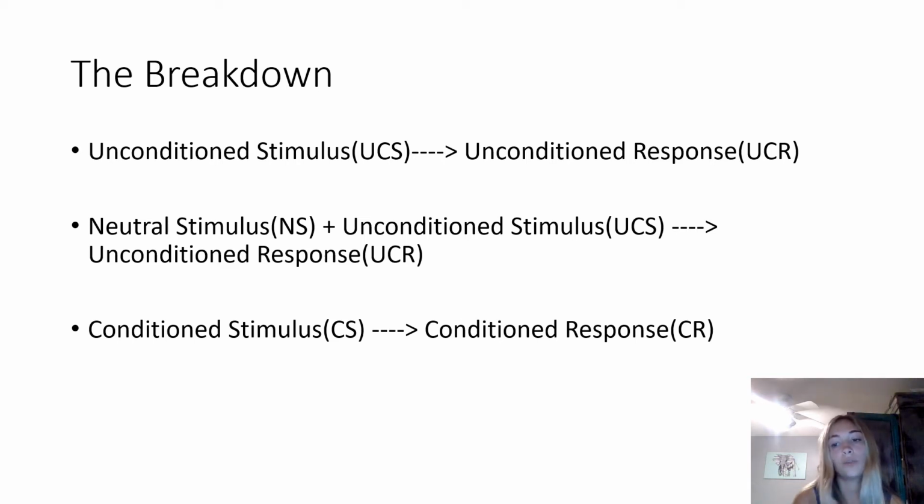So now if you want to kind of look at all of it together, you have food, which causes salivating. Then you're going to pair a bell with food, which is still going to cause salivating. And now we no longer need that food to cause the salivating. We just need the bell. So the bell causes salivating. All right, now we're going to do another example.